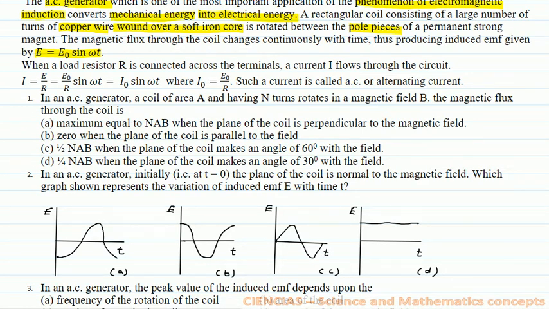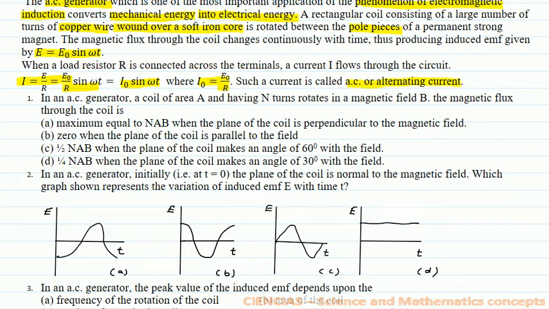a current I flows through the circuit, then I = E/R, which is equal to (E0/R) sin omega t, or which can also be written as I0 sin omega t, where I0 = E0/R. Such current is called alternating current or AC current.